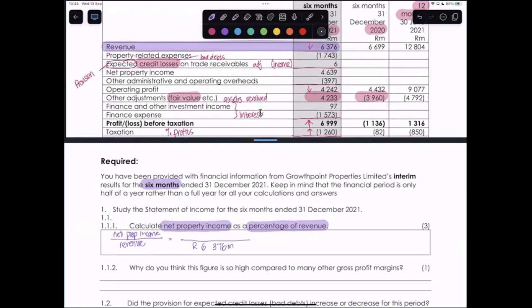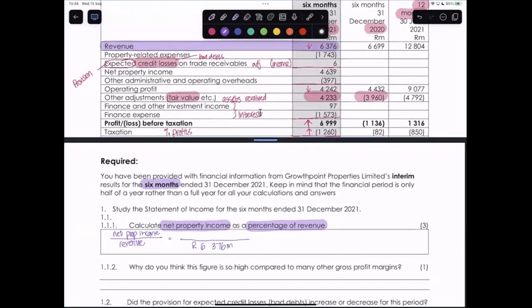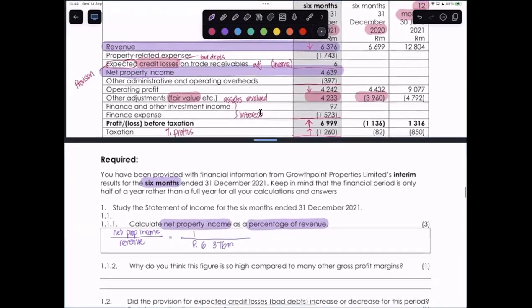If we have a look at net property income, you can see this is the line over here. And that was the answer that we achieved when we said revenue minus property-related expenses. So you can see we'll put on the top 4,639 million. If you work that out, you should get 72.76%. Make sure that you always work to 2 decimal places, because otherwise your answer is not going to be complete. Now, this is a very different kind of layout.